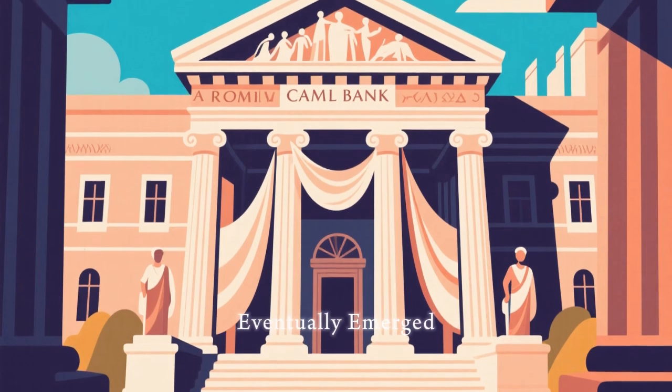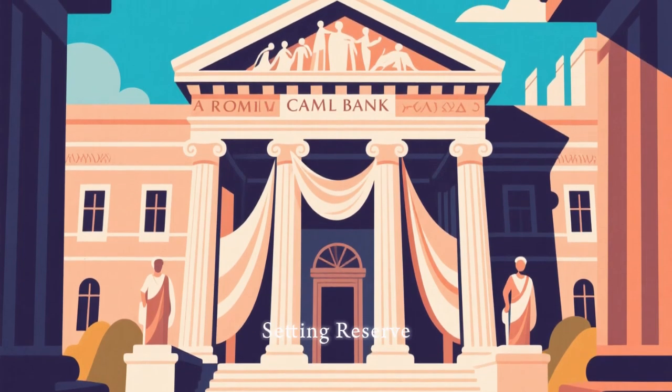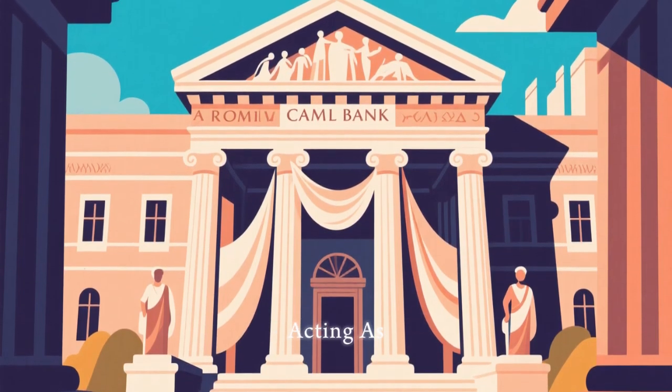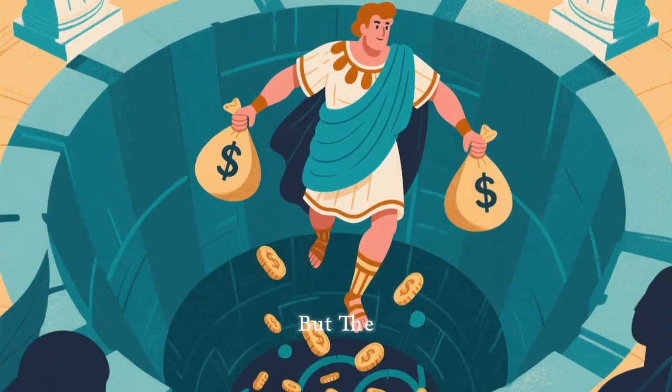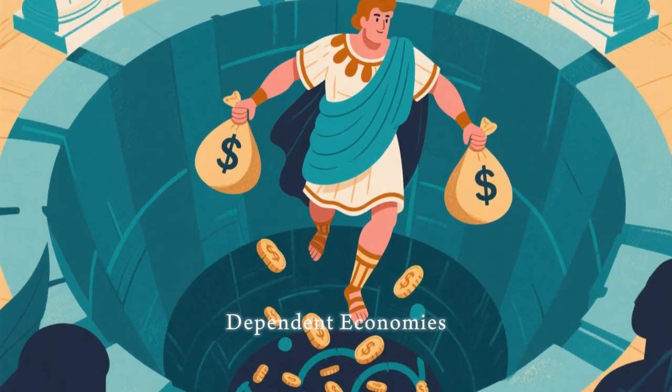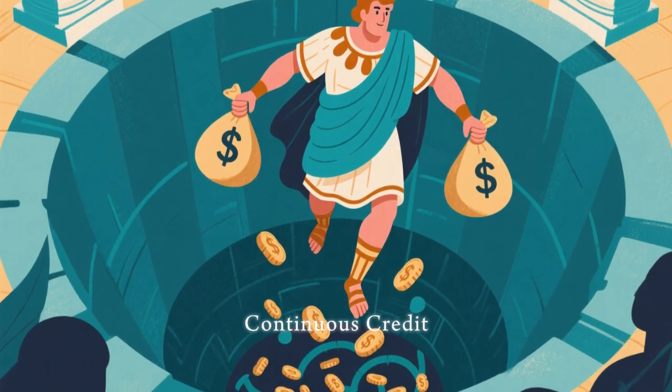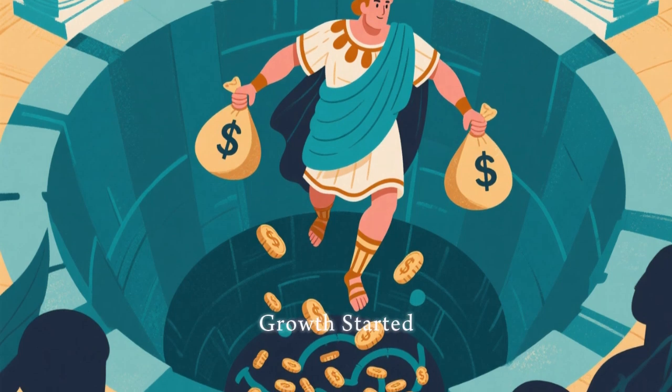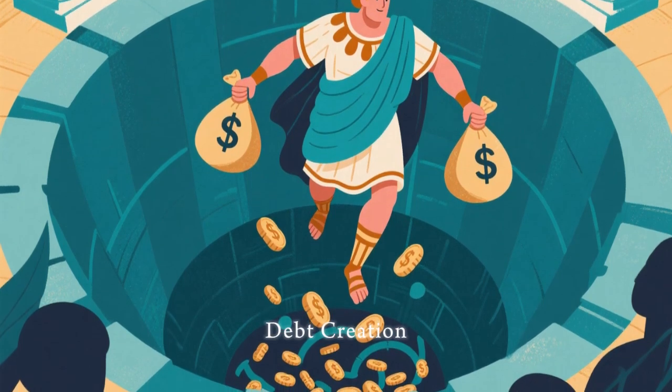Central banks eventually emerged to stabilize this system, setting reserve requirements and acting as lenders of last resort. But the deeper the system grew, the more dependent economies became on continuous credit expansion. Growth started to rely on new debt creation.